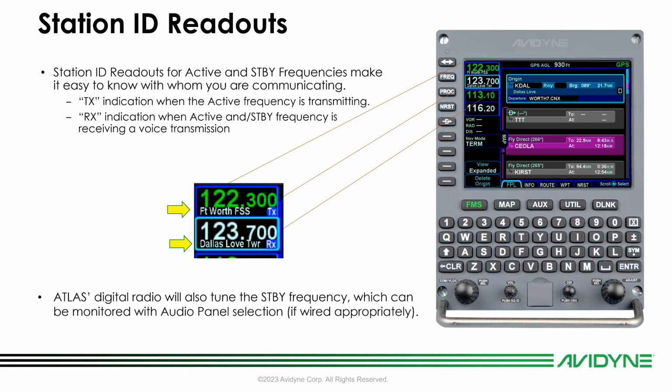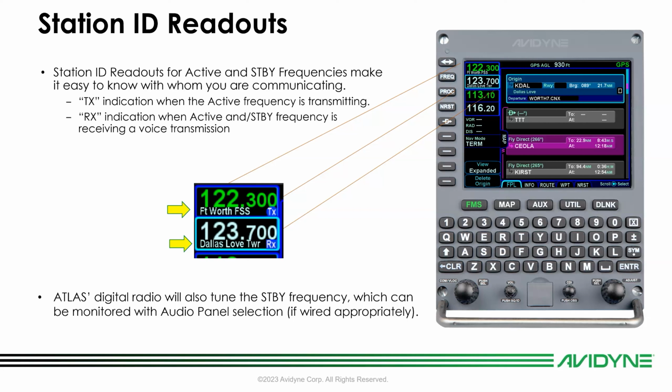You will see the TX enunciation if you're transmitting on the active frequency. You will see the RX indication when either the active or the standby frequency is receiving a voice transmission. Important to note that the digital radio in the Atlas actually tunes the active and the standby and can receive on both simultaneously and independently.